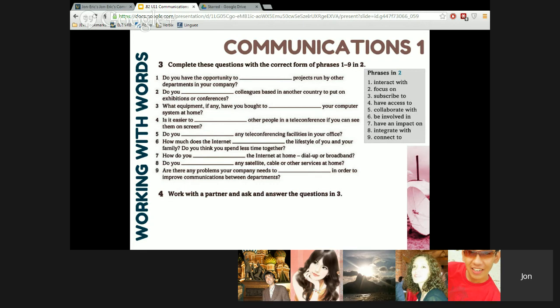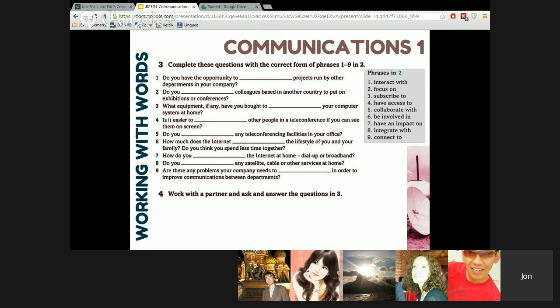Okay. So we'll do it like this. You ask the question, Yuki responds, you give your opinion, and then Yuki will ask the next question to the next person. So person A asks, person B responds, person A gives their opinion. Go for it. Okay, so the question is, do you have the opportunity to be involved in projects run by other departments in your company? Uh-oh, Yuki doesn't have a company.